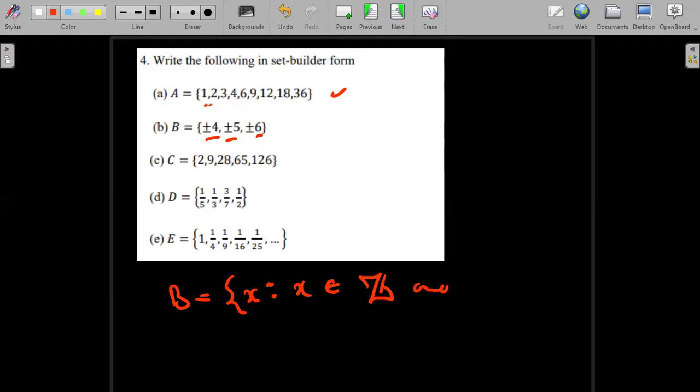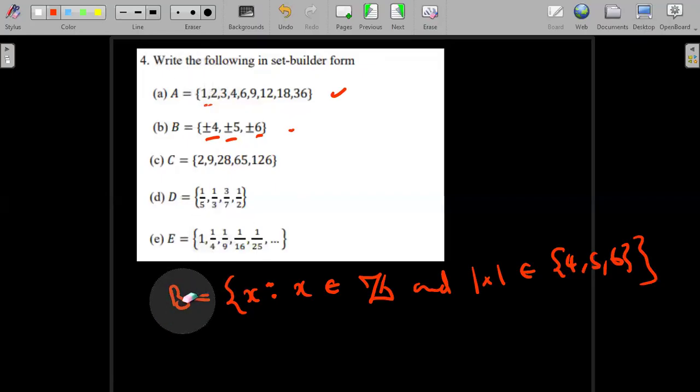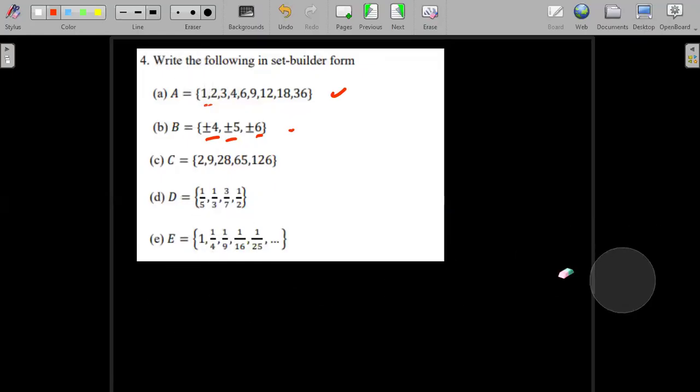And we're saying it's a member of the integers. Both are saying positive and negative. And we're saying that x modulus like this is going to be a member of 4, 5, and 6. So this is how we would describe our set. Okay, as I said, you can better understand this when you research what a modulus is.